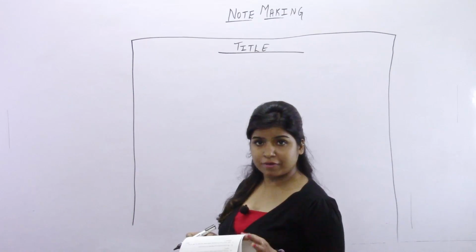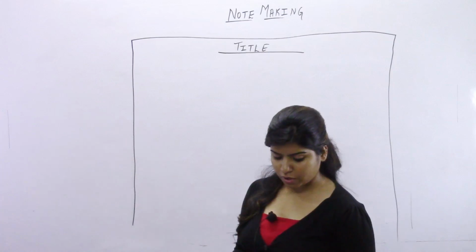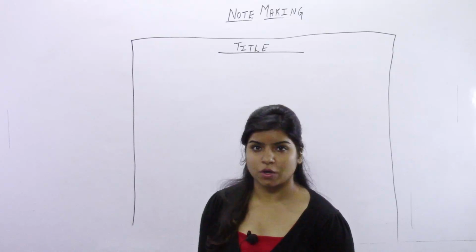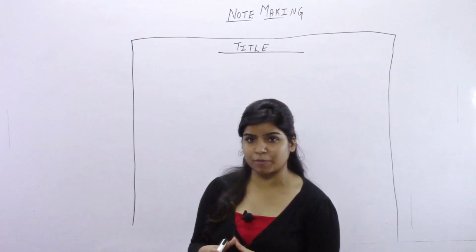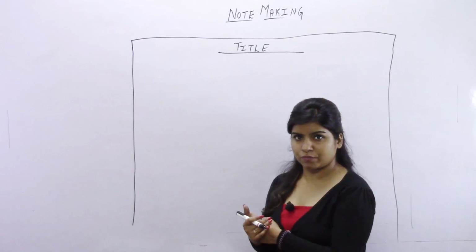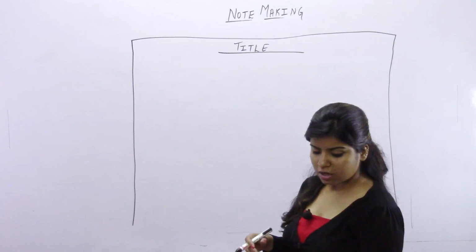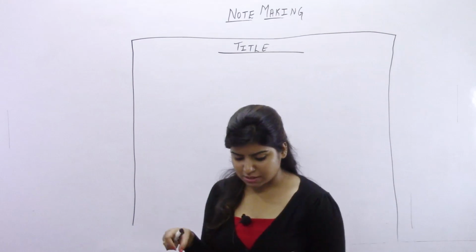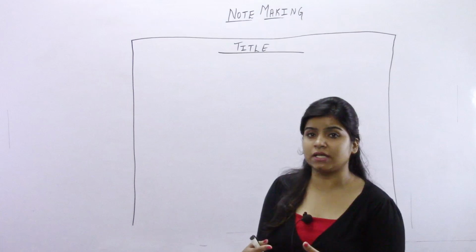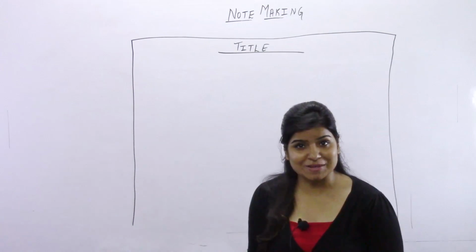as you read the paragraph, again I'll be reading 3 lines for you. People tend to amass possessions, sometimes without being aware of doing so. They can have a delightful surprise when they find something useful which they didn't know they owned. Okay, the 2 lines I have read from the beginning of the paragraph, and what I'll be doing right now is using my heading, my title, that is collection. I'll be joining, mixing, clubbing these 2 sentences along with my heading to create a new sentence to show the examiner that I have created something on my own.